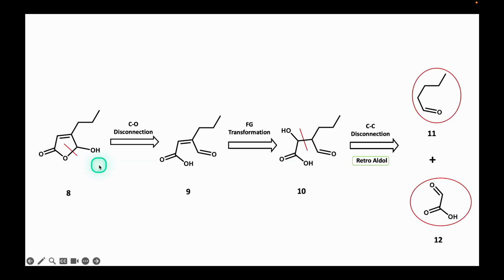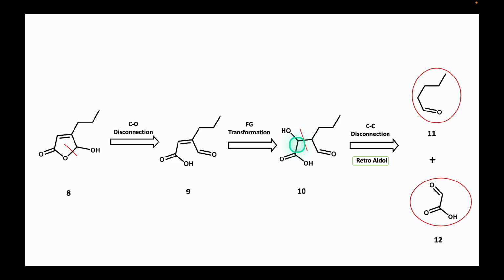The hemiketal in 8 functions as a retron, and a carbon-oxygen disconnection opens the lactone and gives rise to aldehyde 9. The double bond can be formed by the elimination of a hydroxyl group, and thus a functional group transformation produces the secondary alcohol 10.